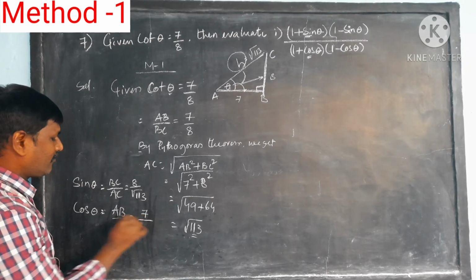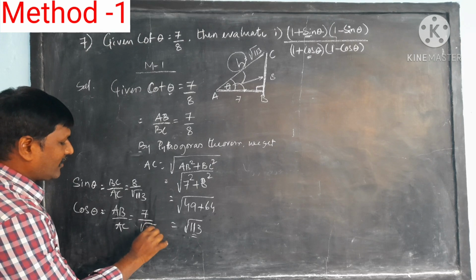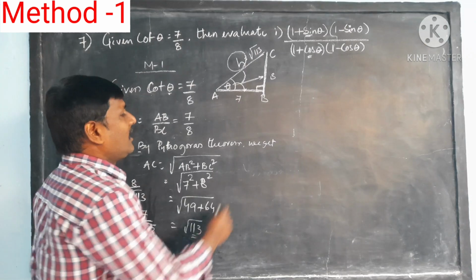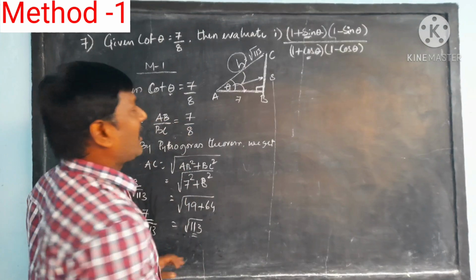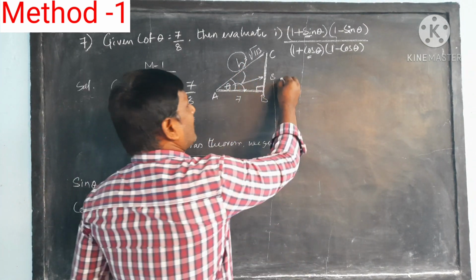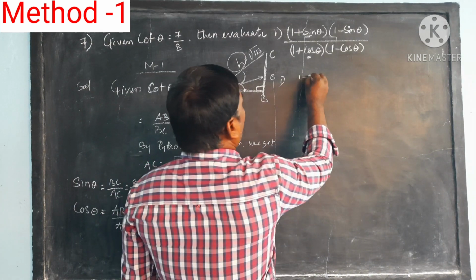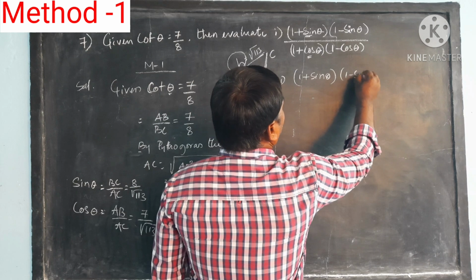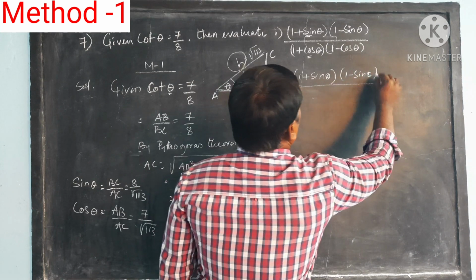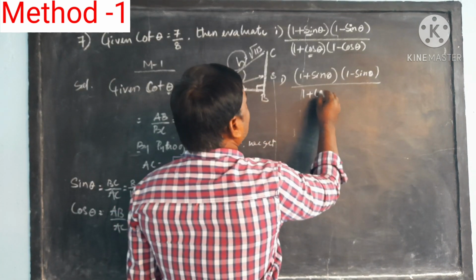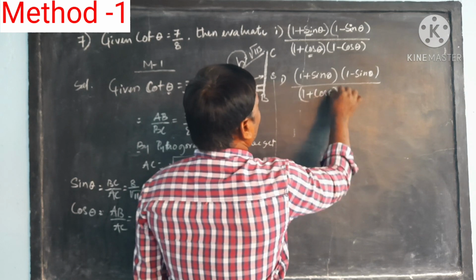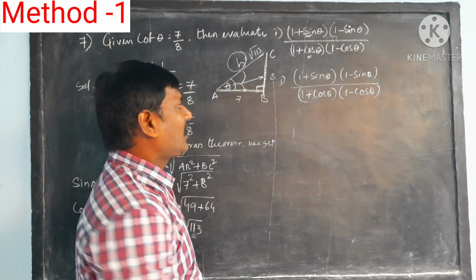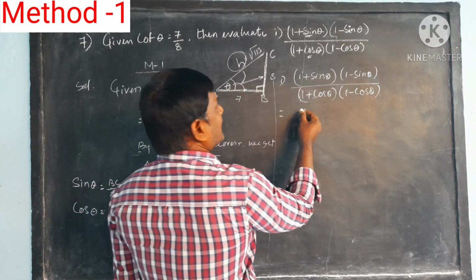You can get 7 by under root 113, because AB is equal to 7 and AC is equal to 113 as found here. Now you can substitute these values in question number 1. It is given that (1 plus sin theta) into (1 minus sin theta) whole divided by (1 plus cos theta) into (1 minus cos theta). Now substitute the values of sin theta and cos theta.